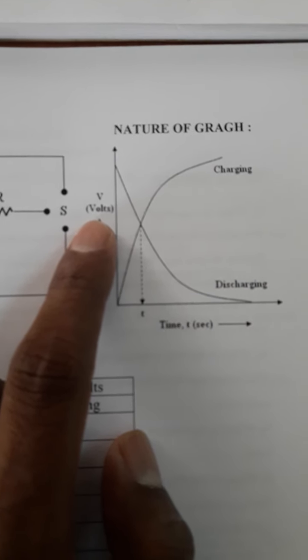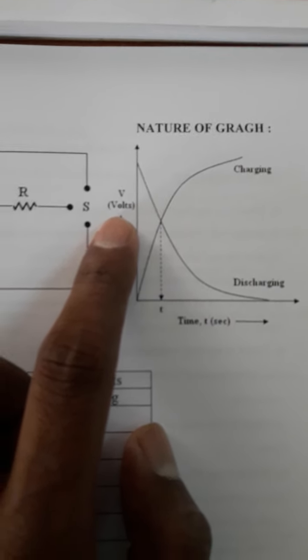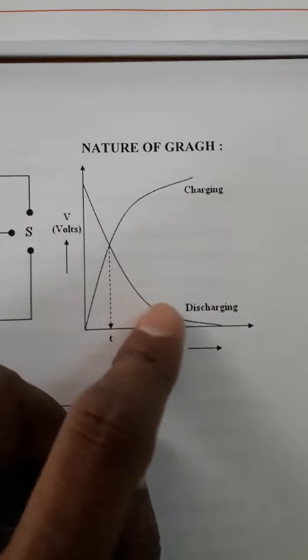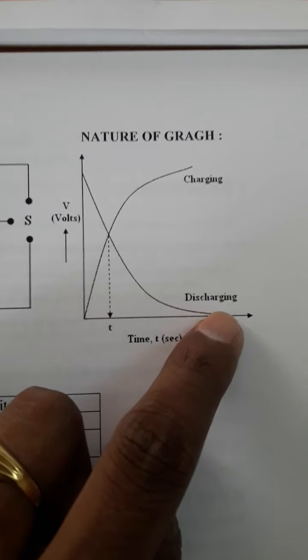We plot the potential difference, the potential drop across the capacitor, versus time. For charging we will get one exponential curve, and for discharging we will also get one exponential curve.